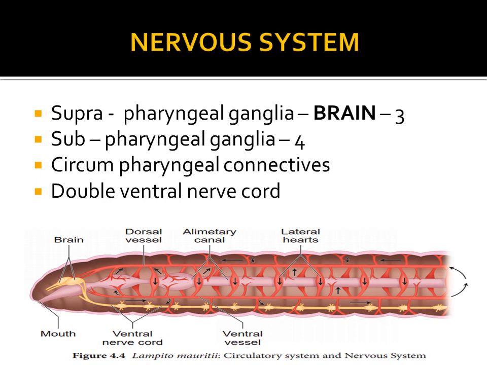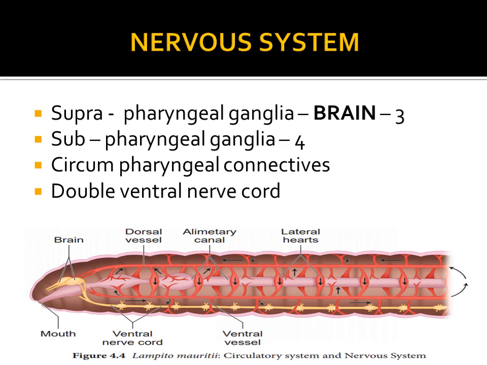Then from this subpharyngeal ganglia, again one long nerve cord is running throughout the body. Can you watch there? One long nerve cord is there, and since it is present on the ventral side, it is noted as the double ventral nerve cord. Can you watch this ventral nerve cord? It is marked as a ventral nerve cord.